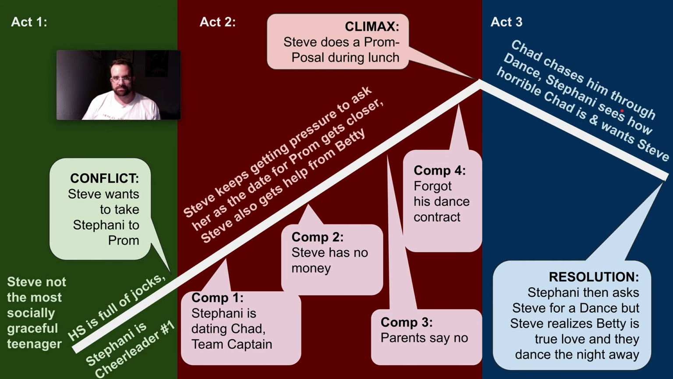Another one, just to give you a different example, totally different lens, the rom-com example. So we've got Steve. Steve's not the most socially graceful teenager. He's got his quirks, but he's charming. He's Steve. And we're going to introduce this world. This high school's full of jocks. There you go, your stereotypical 80s movie. And Stephanie's the number one cheerleader. Woohoo! And Steve wants to take Stephanie to the prom. We know where this is going.